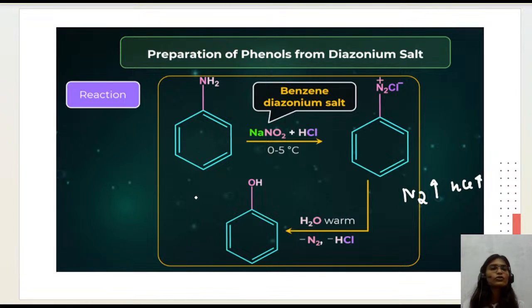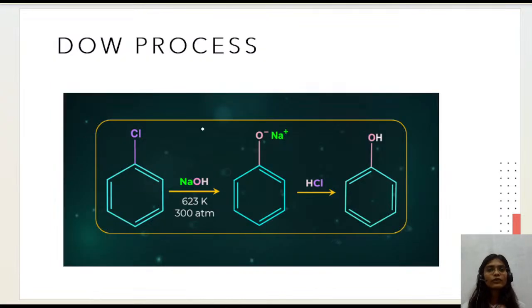Remember the 11th class, there are so many techniques. In the lab we hardly get something like 0.005 gram, and if we lose that during filtration, obviously it's not good for us. That's why we avoid reactions where we get a side product which is difficult to remove. That was step number one. The second one is the Dow process.